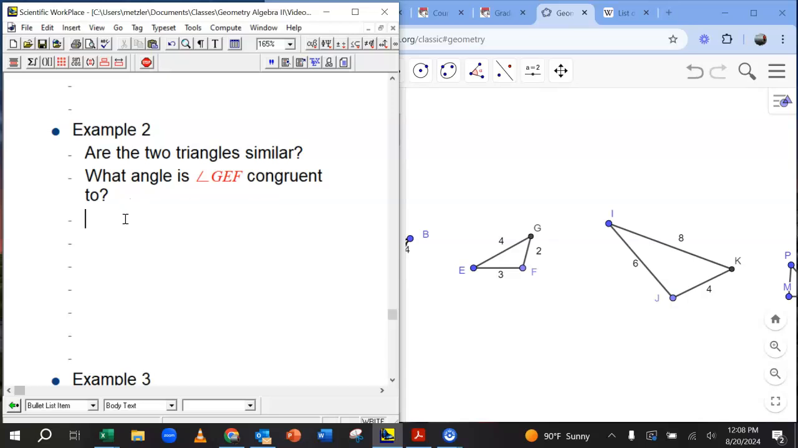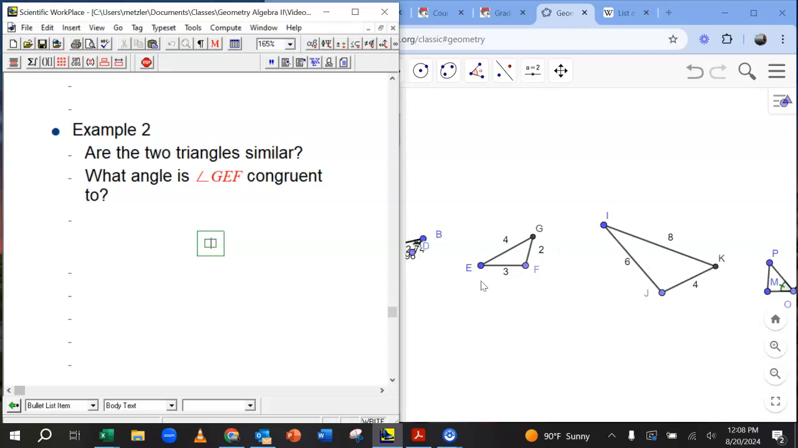Well, because what we're given is length information instead of angle information like in the last example, we need to calculate some ratios and see if things are proportional. And if so, we can conclude similarity, and then we get the angle congruences that you get from similarity. So, let me zoom in a little bit. Okay.